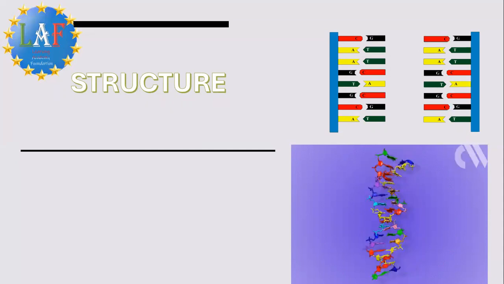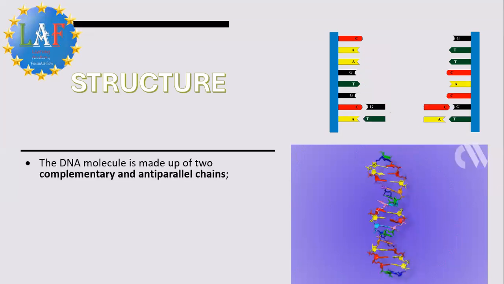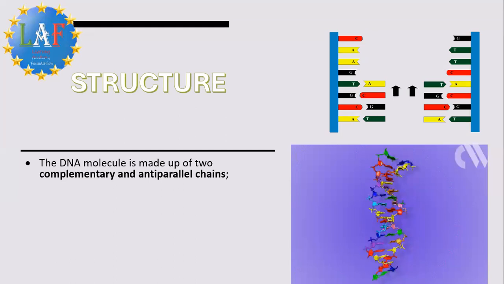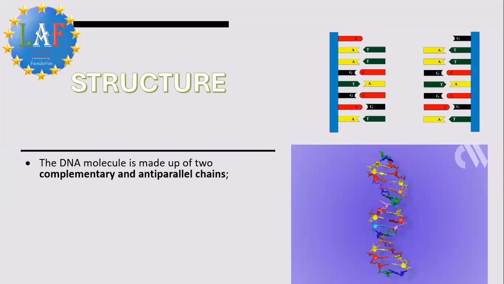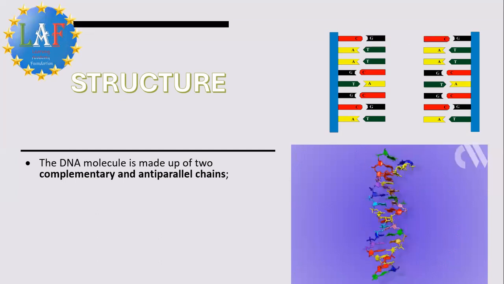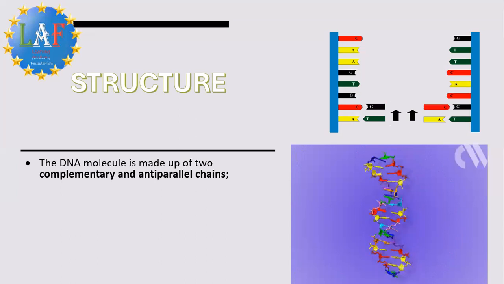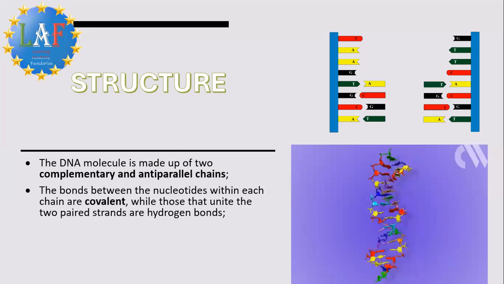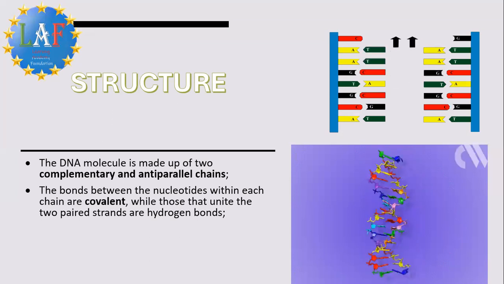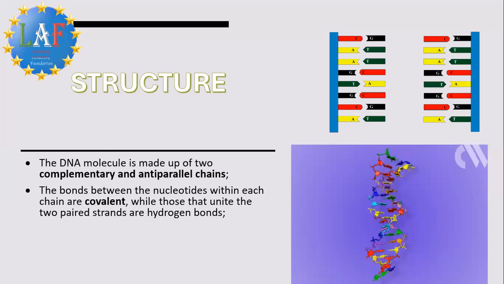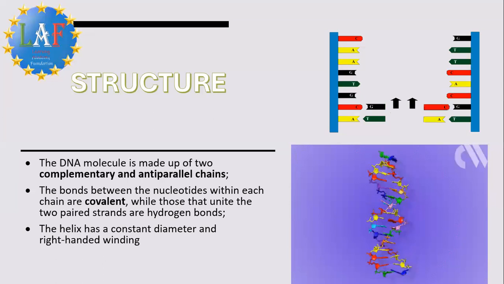Here are the main features of the same. These are complementary and anti-parallel chains. Adenine binds to thymine and vice versa, and guanine binds with cytosine and vice versa. The bonds between the nucleotides within each chain are covalent, while those that unite the two paired strands are hydrogen bonds. The helix has a constant diameter and right-handed winding.